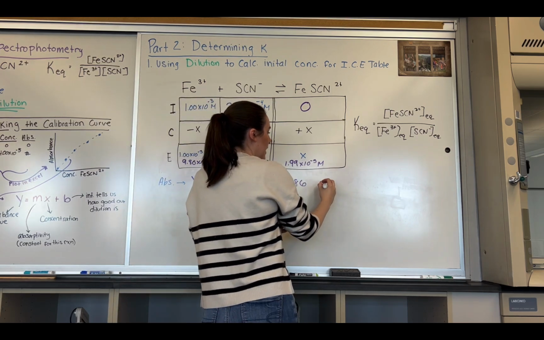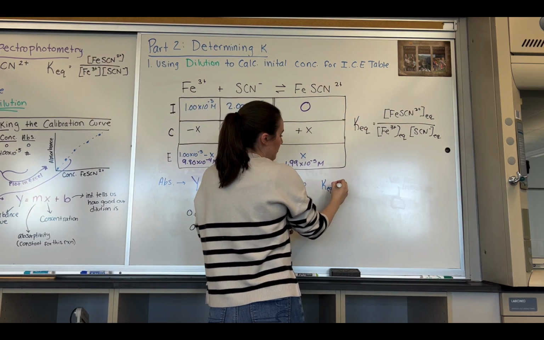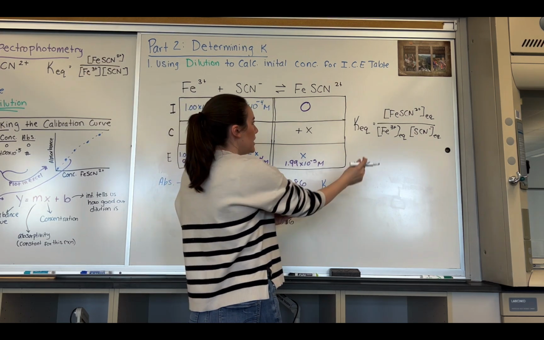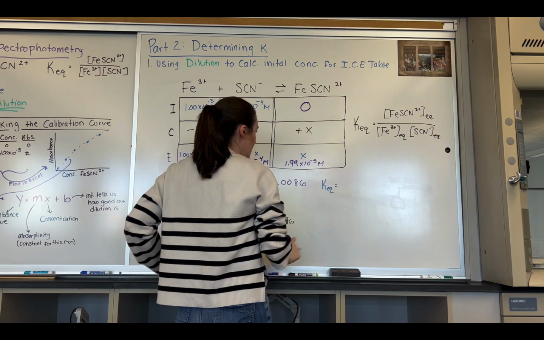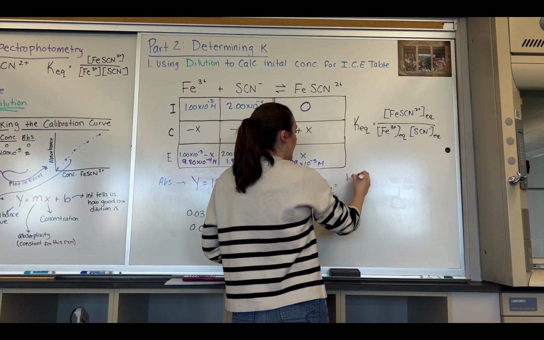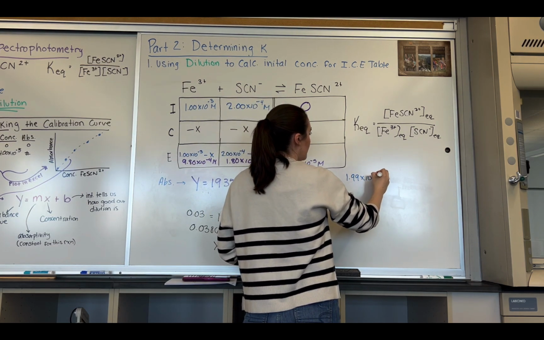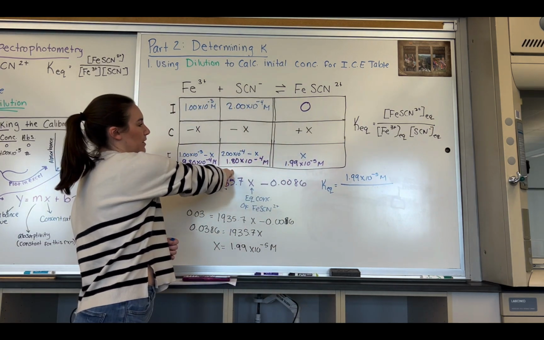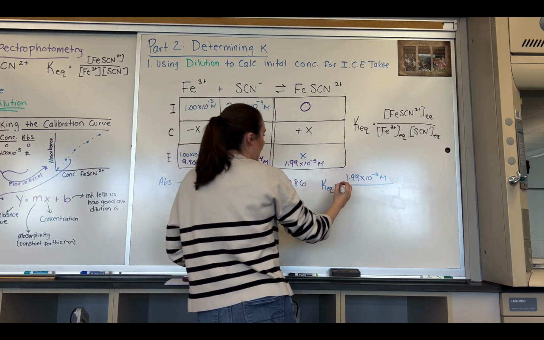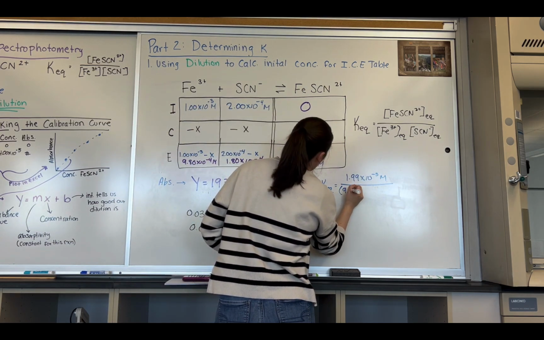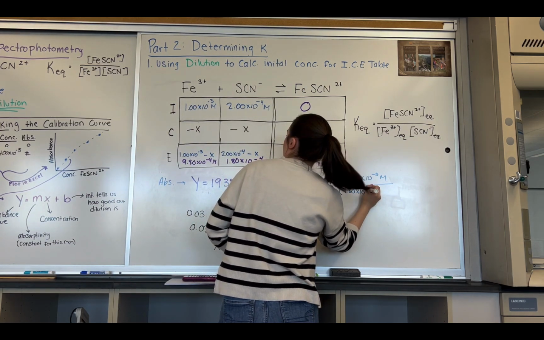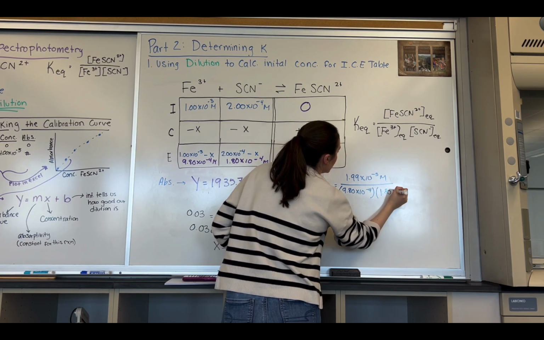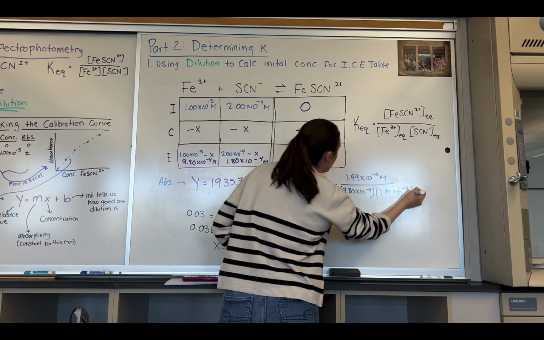So I know that K EQ, or K at equilibrium, also referred to as Kc, they are the same thing, is the iron thiocyanate concentration, 1.99 times 10 to the minus 5 molar, divided by my two concentrations of my reactants multiplied together. So my iron concentration is 9.80 times 10 to the minus 4 times 1.80 times 10 to the minus 4.